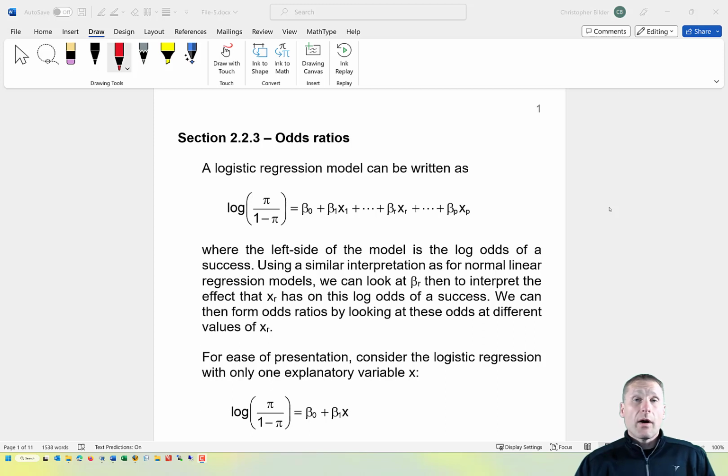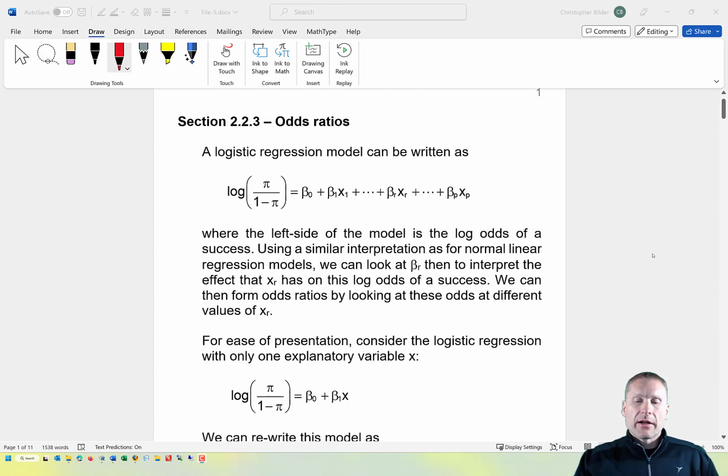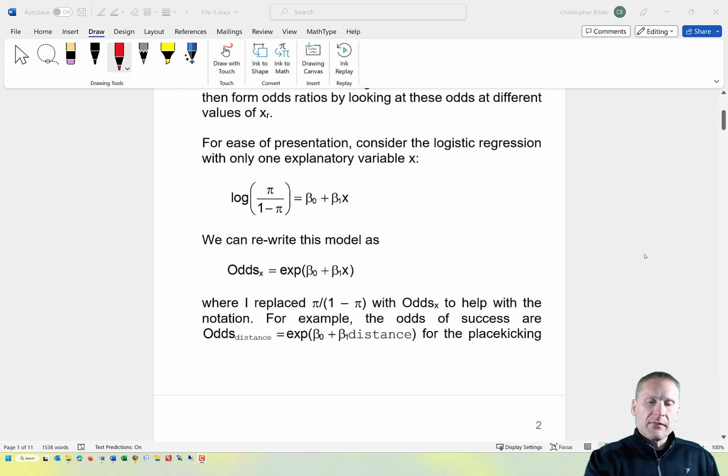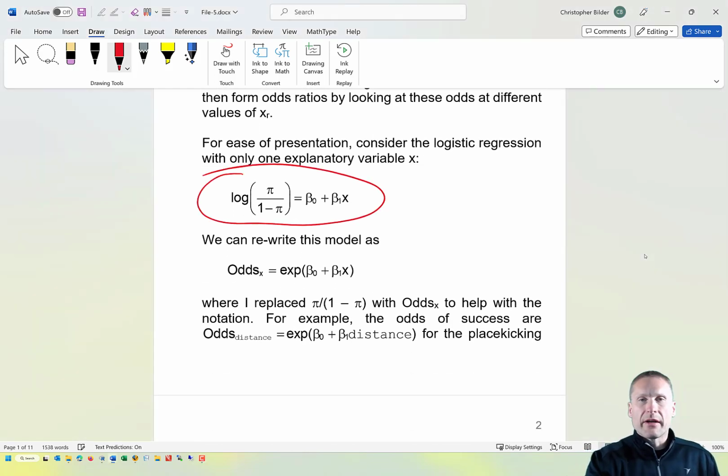One of the reasons why logistic regression models are so widely used in practice is because one can use an odds ratio to interpret the effect that an explanatory variable has on the response variable. To see this, let's consider a logistic regression model that has just simply one variable in it. We'll just simply call it x.